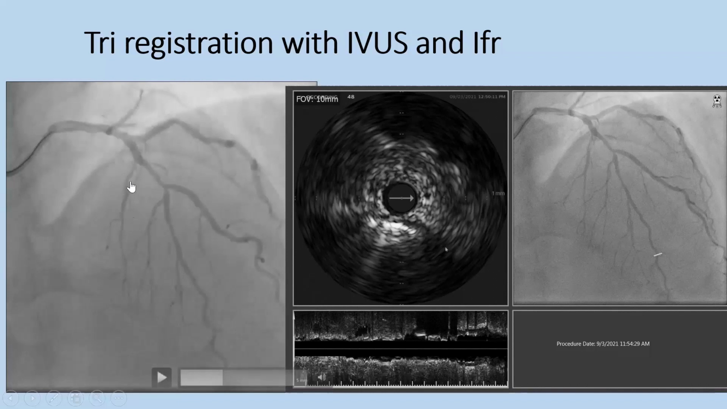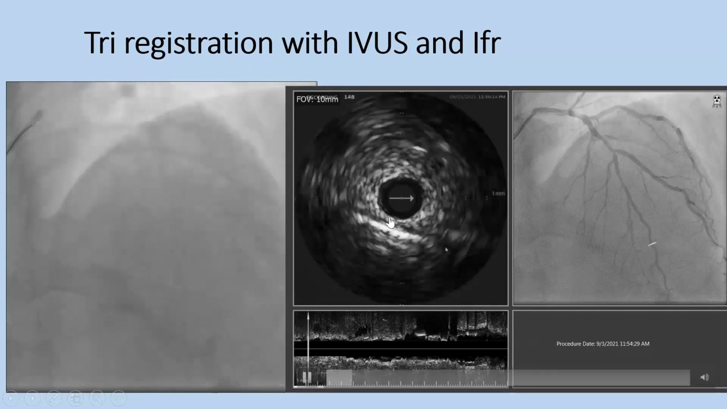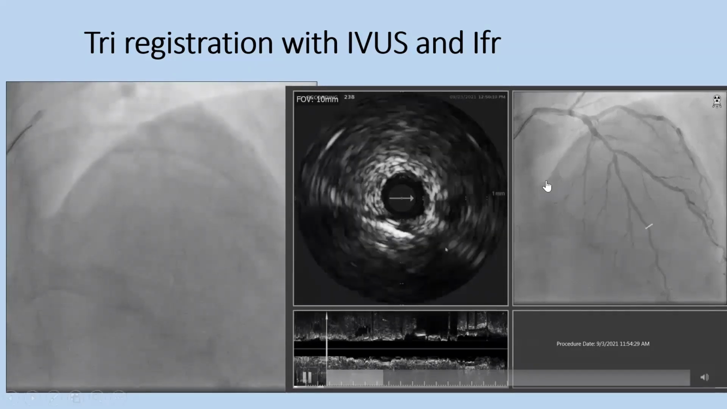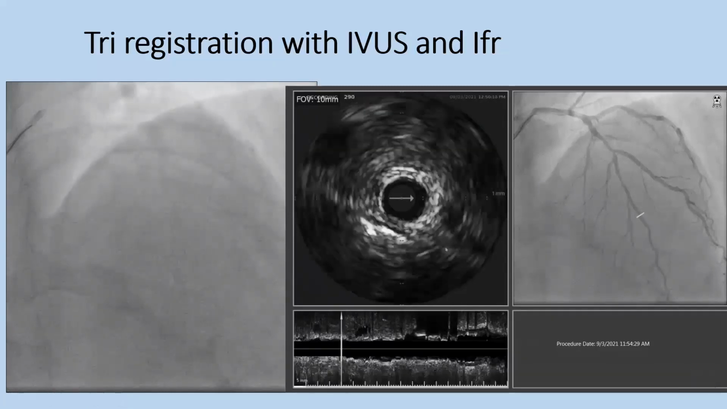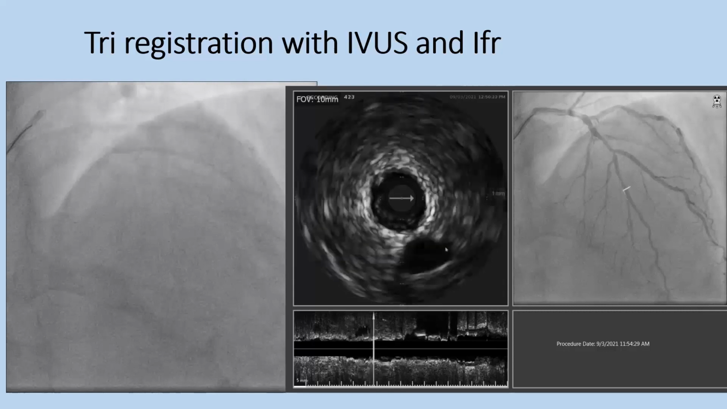One can identify which is significant, whether to treat the entire LAD or only the proximal LAD, and also using IVUS co-registration as well as the iFR co-registration, one can identify exactly the site of the lesion and the significance of each part of the lesion.